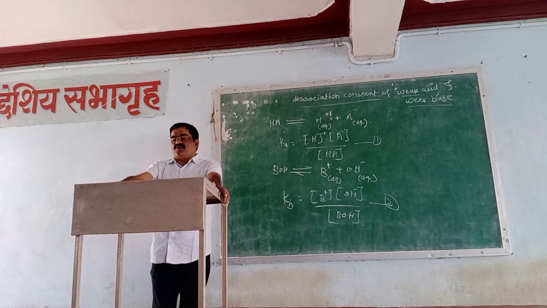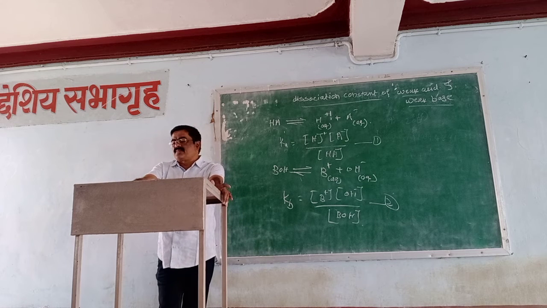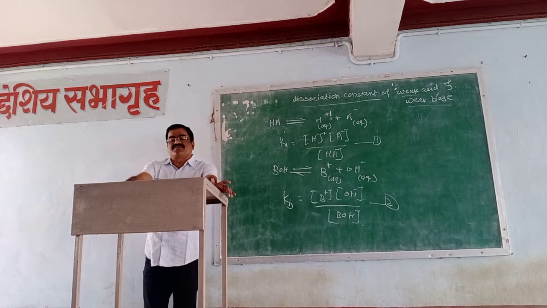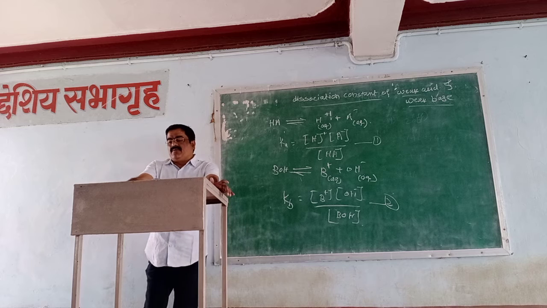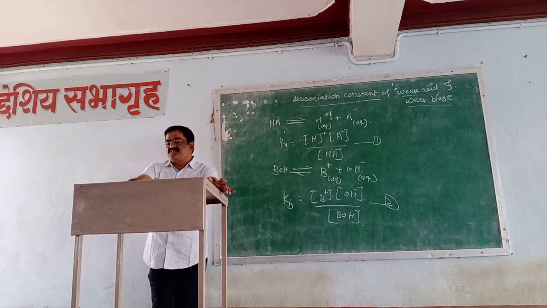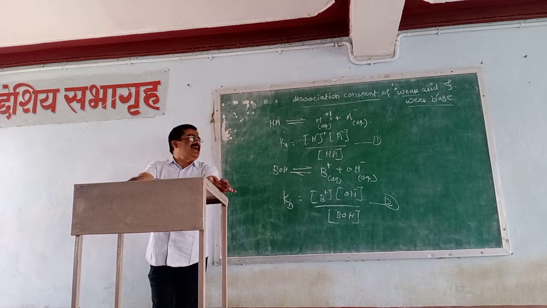Thus, the dissociation constant of weak acid and weak base is defined as the equilibrium constant for the dissociation equilibrium of weak acid and weak base, that is Ka and Kb.